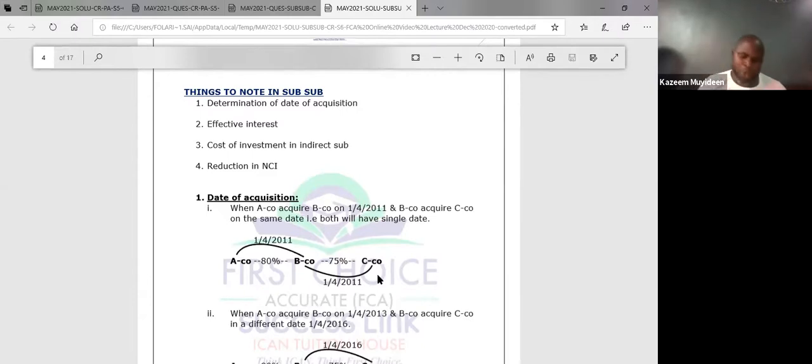ACO, BICO, and SICO. ACO acquires BICO, BICO acquires SICO, which is different from a fellow subsidiary. In a fellow subsidiary, the parent acquires the two subsidiaries directly, direct investment. But an indirect subsidiary will exist when the direct subsidiary has control in the indirect. Don't be deceived. It's very easy to understand.